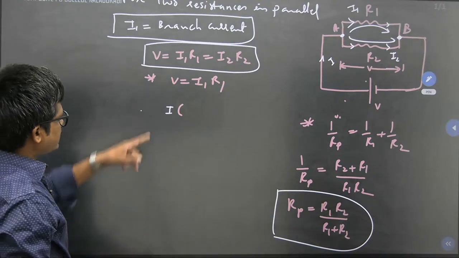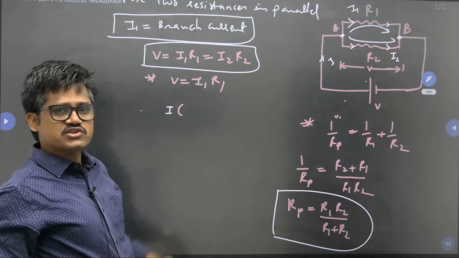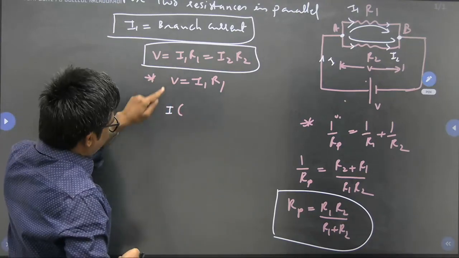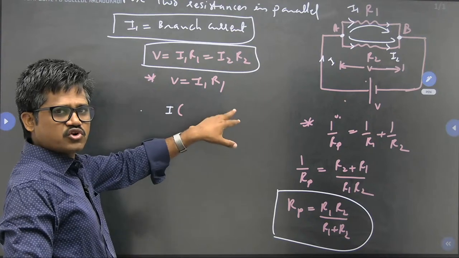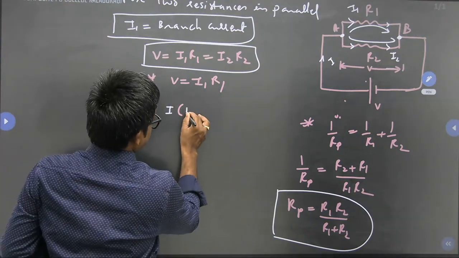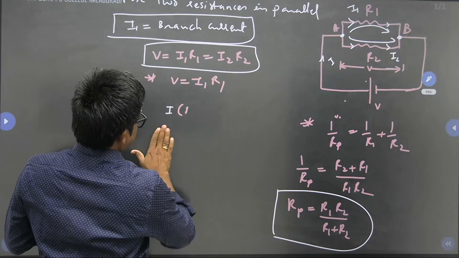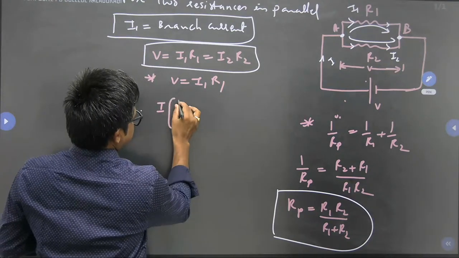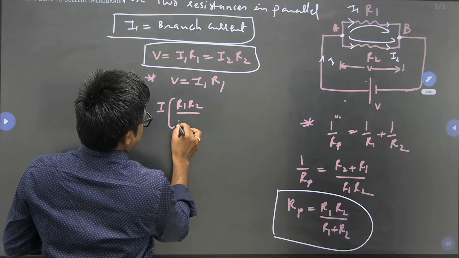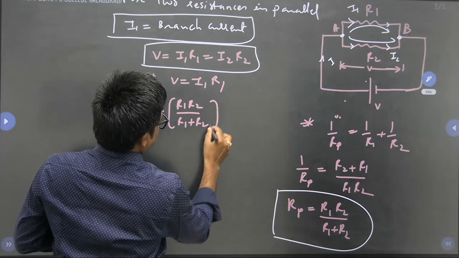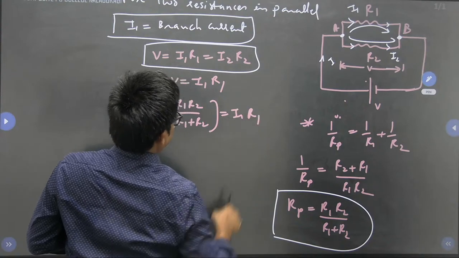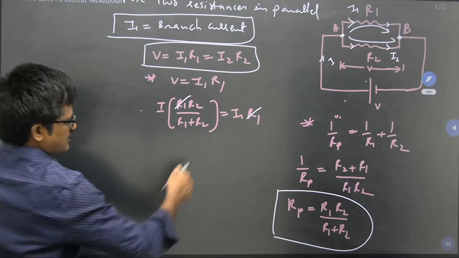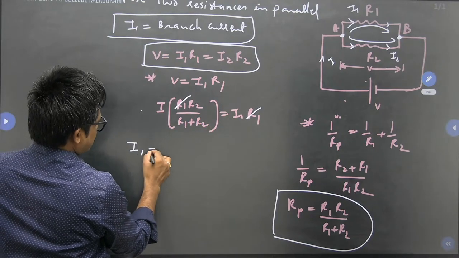Right? Write on here. What is V? I into effective resistance. When you are writing V and I, there must be effective resistance. V equal to I, you are writing, means its coefficient should be effective resistance. What is effective resistance in this case? So it will be I times R1 R2 by R1 plus R2, which is equal to I1 into R1. What gets cancelled here? This R1 and this R1 get cancelled. Then I1 is what?